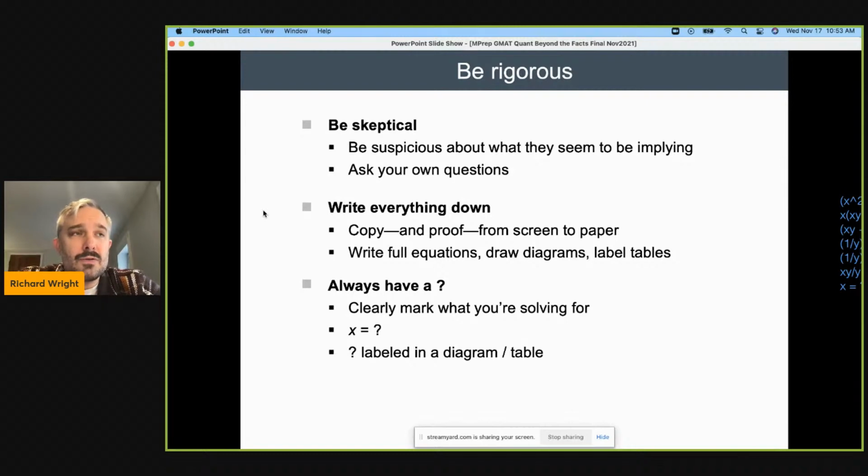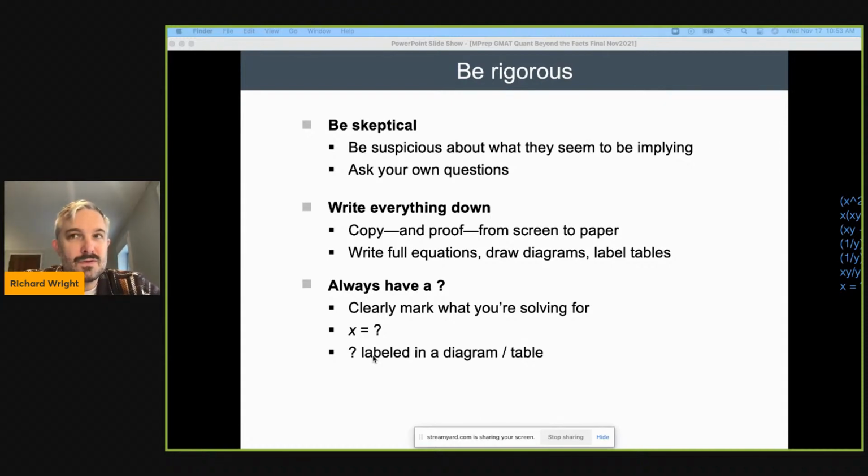Another really crucial thing to keep in mind is every single quant problem you do should have a question mark somewhere in some real math. Most of the time, that's going to mean an equation, right? So x equals question mark. Down here, if you're trying to solve for x, you want to make that clear to yourself. Or if you're doing an overlapping sets problem with a table, you put a question mark in the cell that represents what you're trying to figure out the number of. Or if you're doing a geometry problem, and you're trying to figure out, let's say, the length of the side of a triangle, you would put a question mark next to that side.